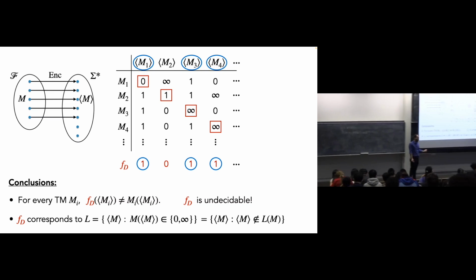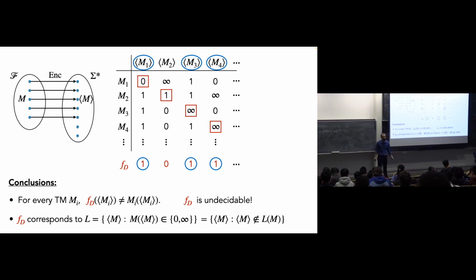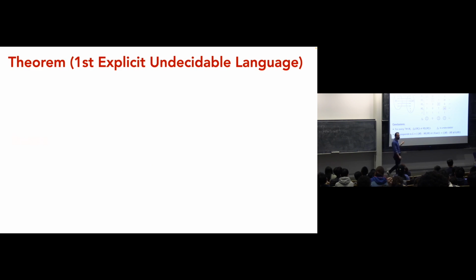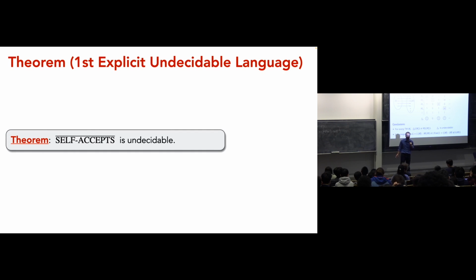Okay, so what's the punchline here? The punchline is that when we apply diagonalization in the most straightforward way to diagonalize against Turing machines, it naturally gives us a language, a decision problem, which is undecidable. And the language that it spits out for us is the complement of self-accepts. So this is now the world's first explicit undecidable language. The complement of self-accepts is undecidable.